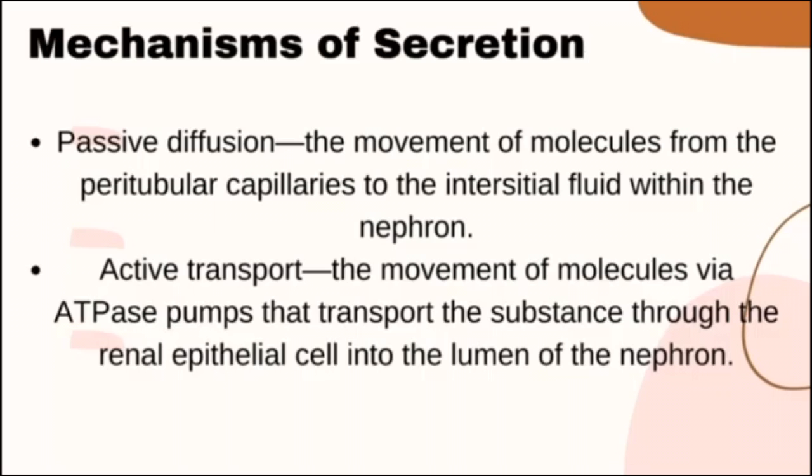Passive diffusion is the movement of molecules from the peritubular capillaries to the interstitial fluid within the nephron. The second one is active transport, which is the movement of molecules via active pumps that transport the substance through the renal epithelial cell into the lumen of the nephron.